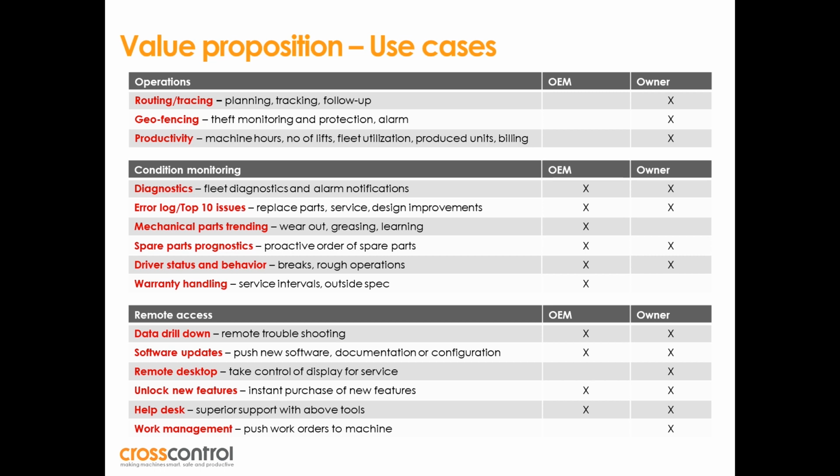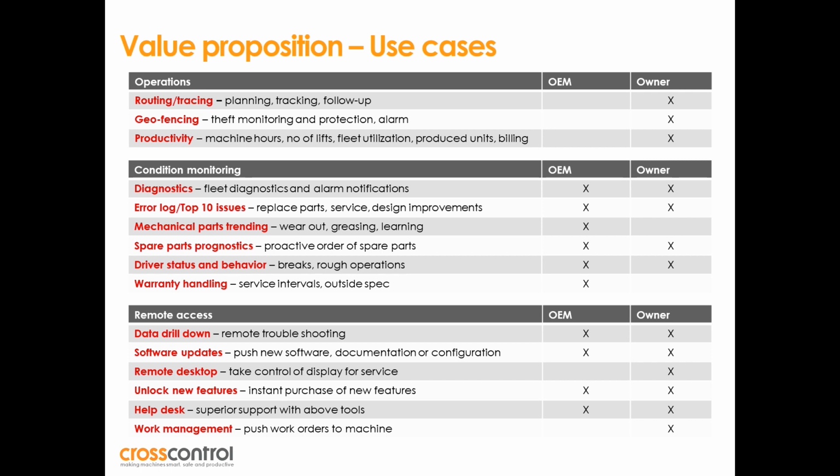Prognostics, for example, spare parts, is basically proactive orders so that you don't have a downtime of the machine, which usually is very expensive. So you order the spare parts in advance because you have recognized that some parts are being worn out, so they need to be changed.